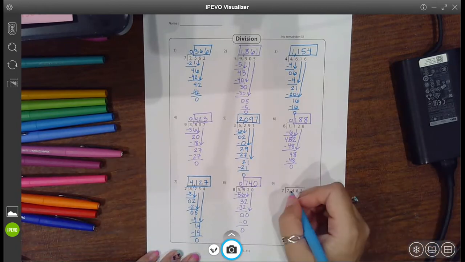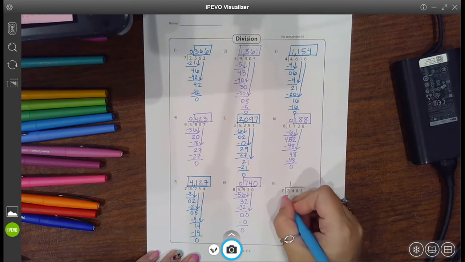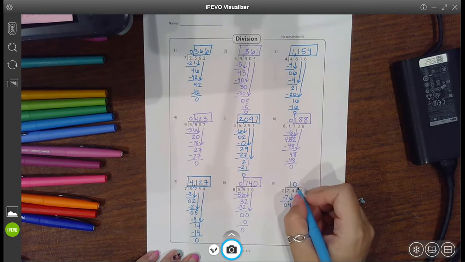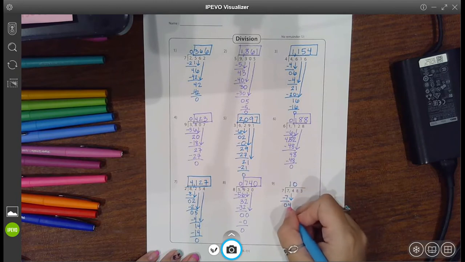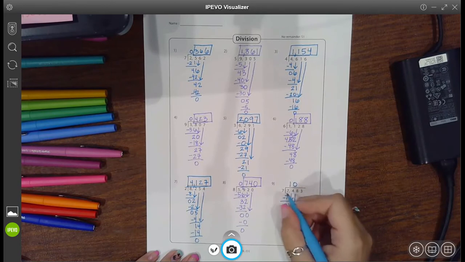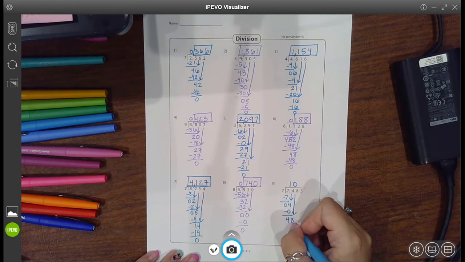You ready? 7 goes into 7 how many times? Once. Because 1 times 7 is 7. Subtract that, you get 0. Bring down the 4. Can 7 go into 4? No. So 7 times 0 is 0. Subtract that, you still get the 4, but now I can bring down the next number. And 7 goes into 48 how many times?